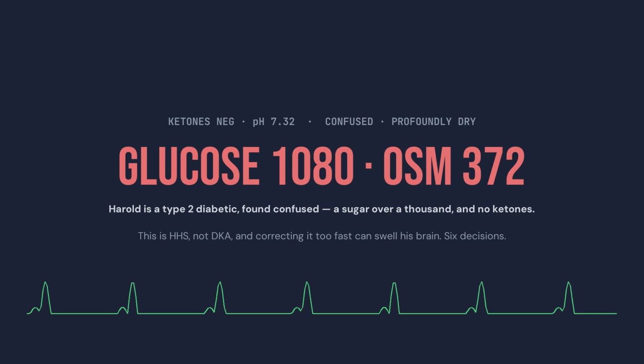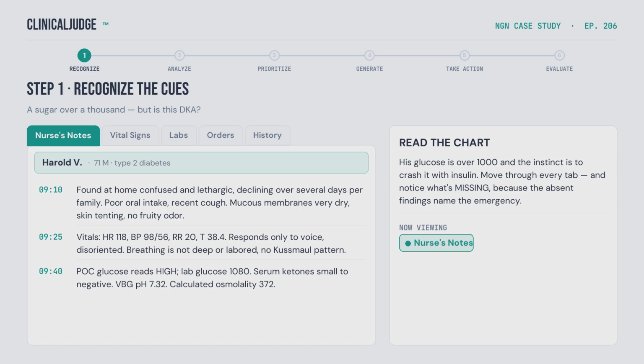The instinct might be to crash that enormous sugar down fast with insulin. Resist it. In this condition, the sugar is not the first target, and bringing it down too quickly can swell his brain. One patient, 6 decisions. Let's take them in order. Step 1. Recognize the cues.